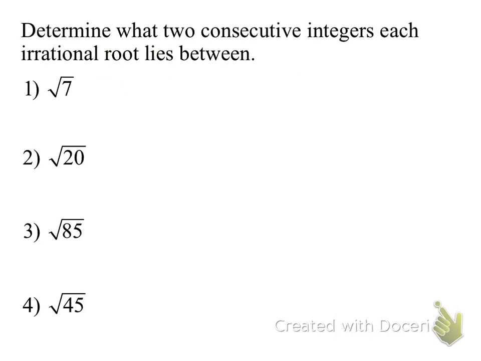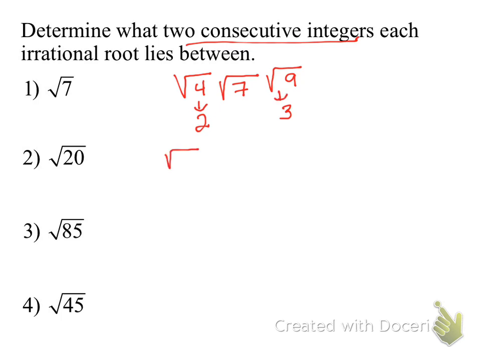All right. Now, another way they ask this is for you to determine what consecutive integers each root lies between. I want you to practice that too, because all these ways of estimating come up. So the square root of 7 falls between what perfect squares? 4 and 9. So it falls between what consecutive integers? 2 and 3. Okay? Square root of 20 falls between what perfect squares?